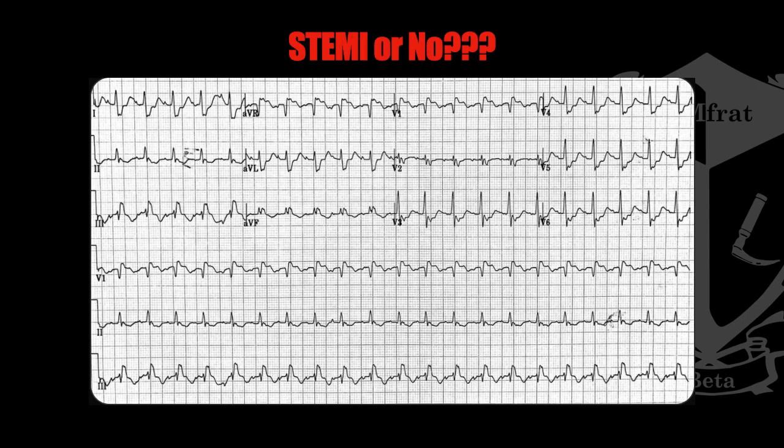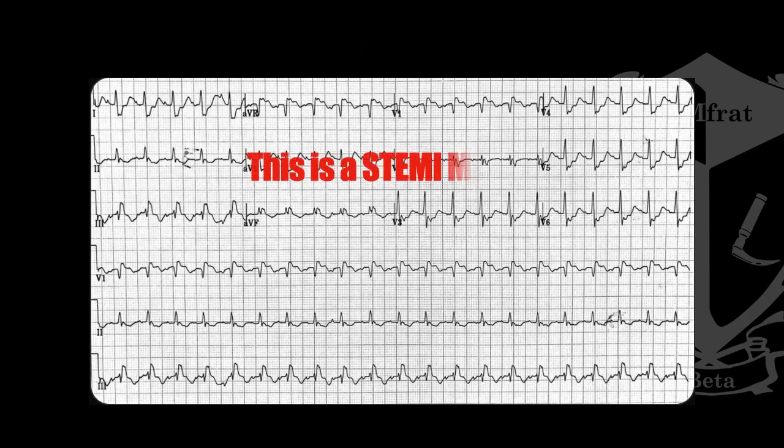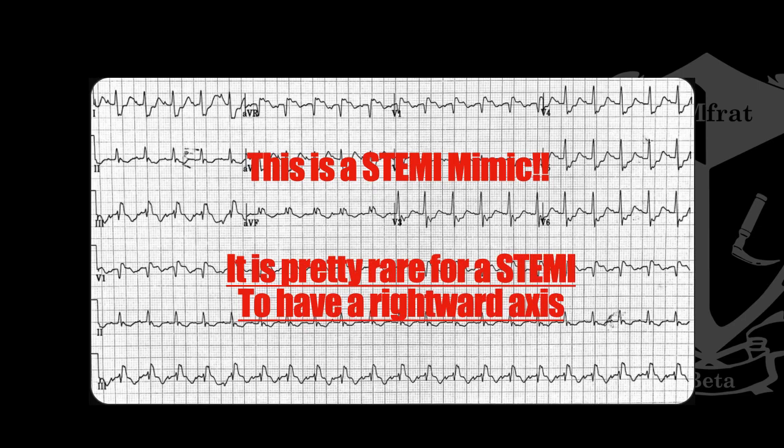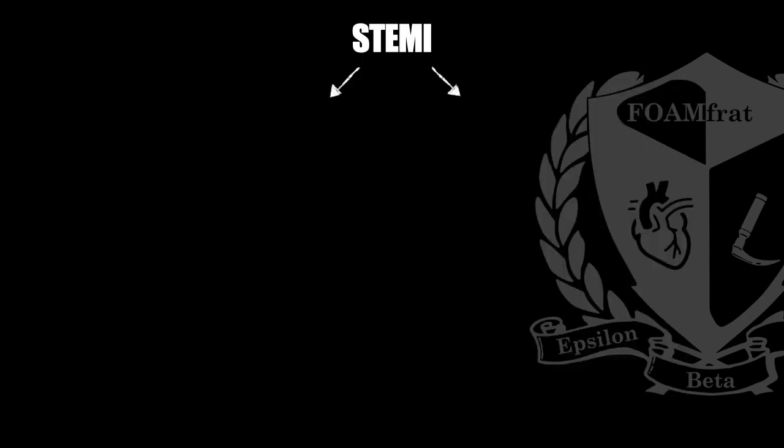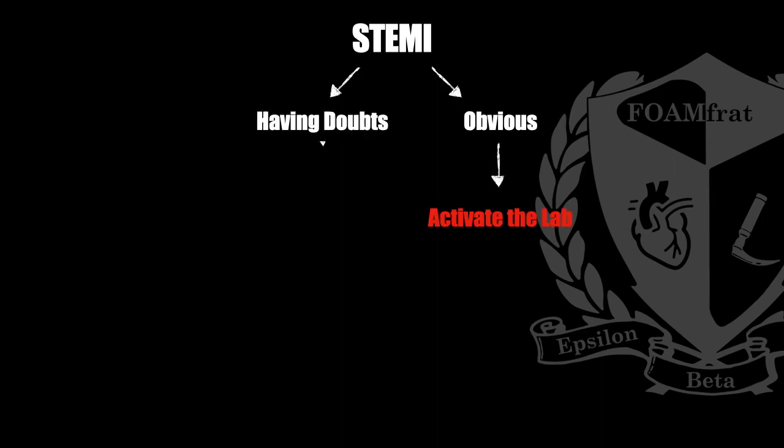In this situation, this is actually a STEMI mimic. This patient presented with a saddle pulmonary embolism, and this is a situation in which knowing the axis can help guide our diagnosis, because it is actually pretty rare for a STEMI to have a rightward axis. My general flow is, if I'm presented with a 12 lead that looks STEMI-ish, if it's pretty obvious and the patient looks bad, I don't think anybody would fault you for activating the cath lab. If I'm having doubts, I check the axis.